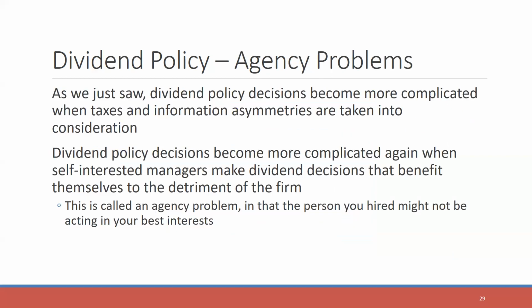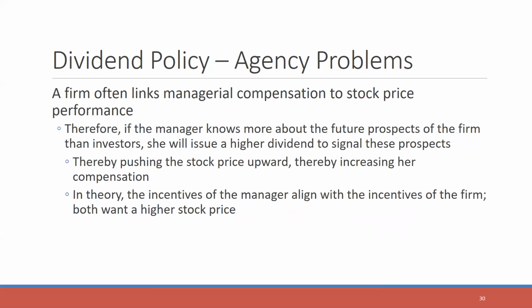So our last concern will be agency problems. As we just saw, dividend policy decisions become more complicated when we have taxes and information asymmetry, when we don't have complete information. Dividend policy decisions become even more complicated when we worry about managers being self-interested. This is called an agency problem, and that the person you hired might not be acting in your best interest. And it's really difficult to tell if this person isn't acting in your best interest.